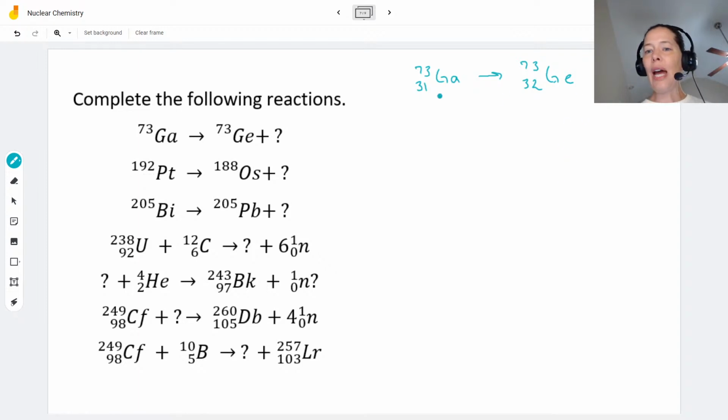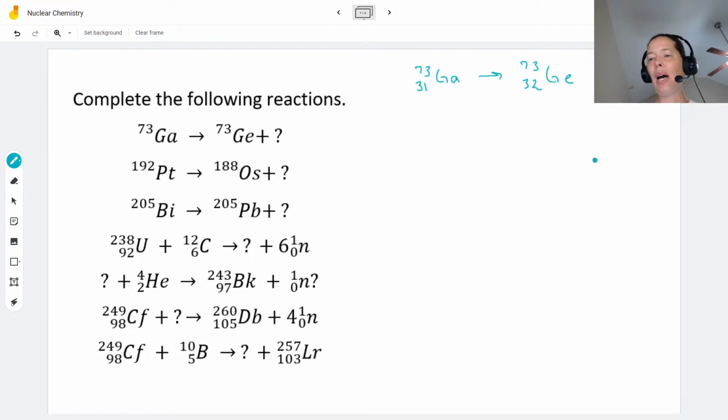Okay, so now we need to figure out what is going on here. Presumably what particle have we emitted, or what kind of decay has it gone under. So I see that I've got 73 and 73, so the only choice I have is to put a 0 up here. And now I've got 31 and 32, so to make these equal, I've got to have a -1 here, and then I have 31 and 31.